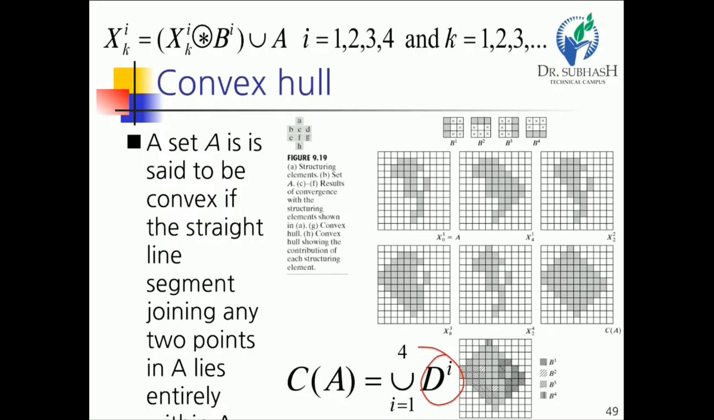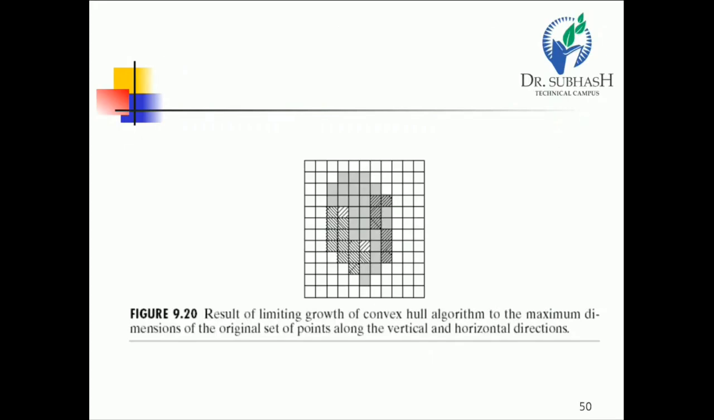In figure A, the structuring elements can be represented with B1, B2, B3 and B4, and the result of convergence with the structuring elements is shown in figures A to G, and the convex hull in H, right? So we are taking different values of i, and we put X_0^1, X_4^1, X_2^2 and so on. This is the result of limiting growth of the convex hull algorithm to the maximum dimension of the original set of points, in the vertical and horizontal directions.